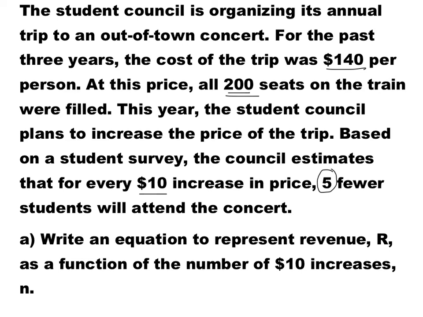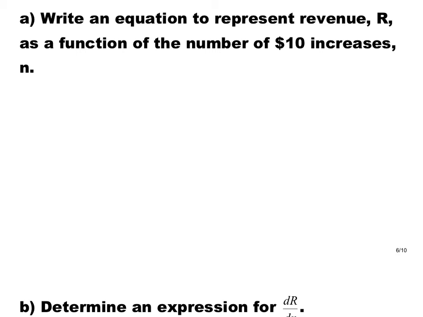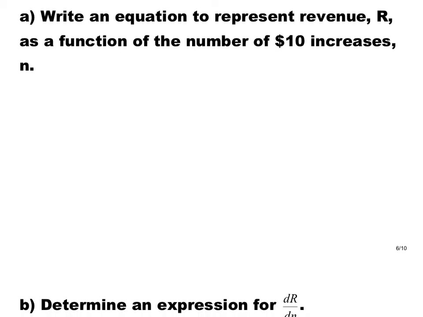concert. The first part of the question says write an equation to represent the revenue R as a function of the number of $10 increases in the price. Without increasing the price, we know that R is going to be the number of people who are going to attend the concert times the price per ticket. Price per ticket is $140, and the number of people who are going to attend is 200.